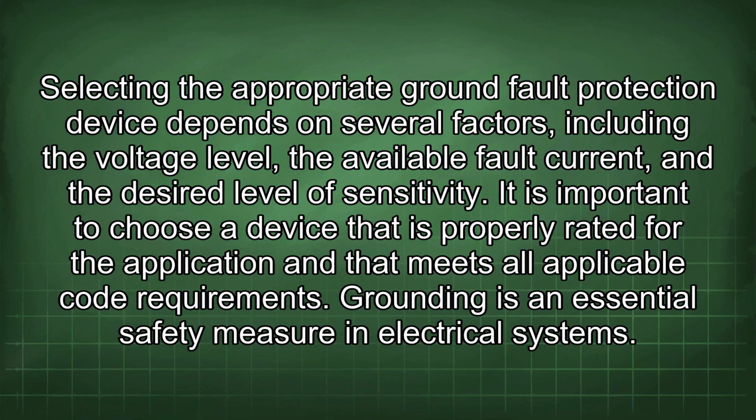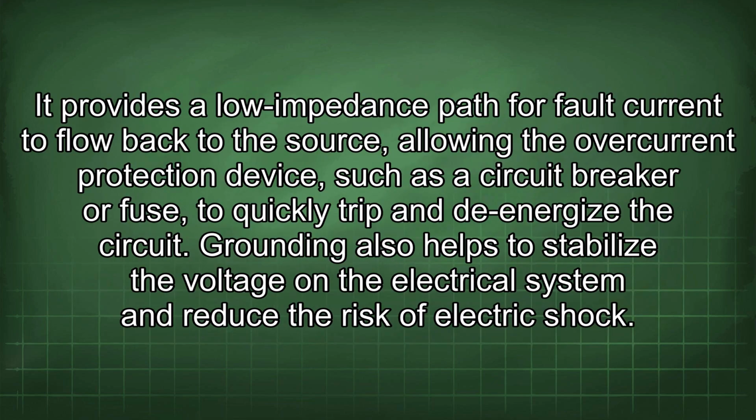Grounding is an essential safety measure in electrical systems. It provides a low impedance path for fault current to flow back to the source, allowing the overcurrent protection device, such as a circuit breaker or fuse, to quickly trip and de-energize the circuit. Grounding also helps to stabilize the voltage on the electrical system and reduce the risk of electric shock.